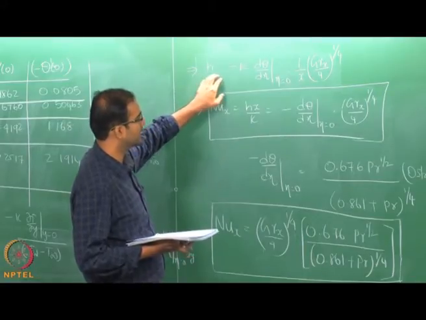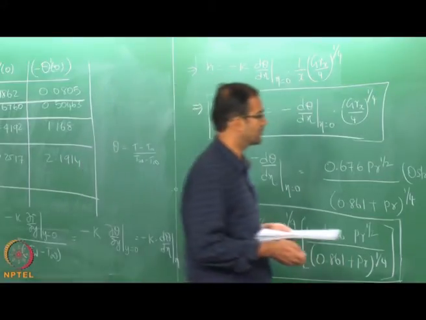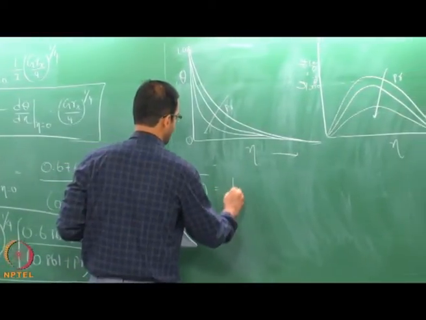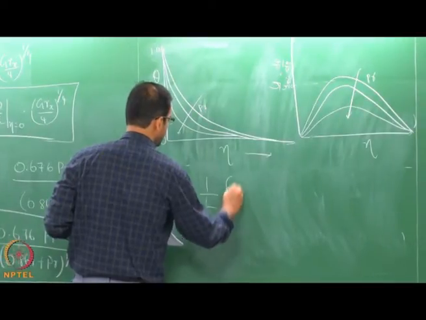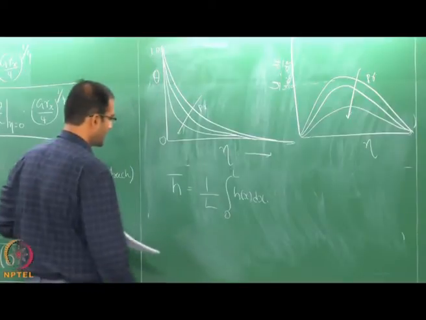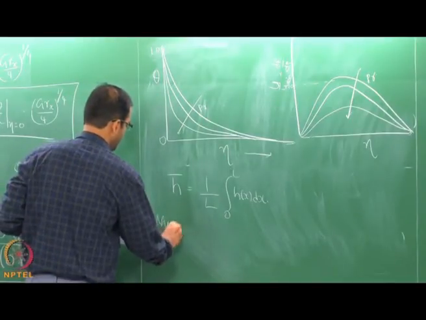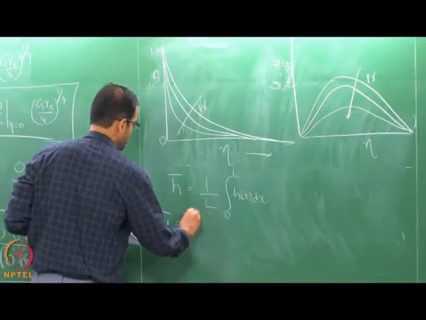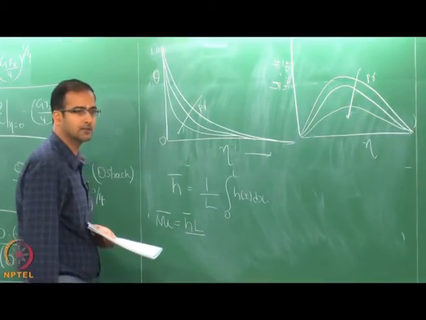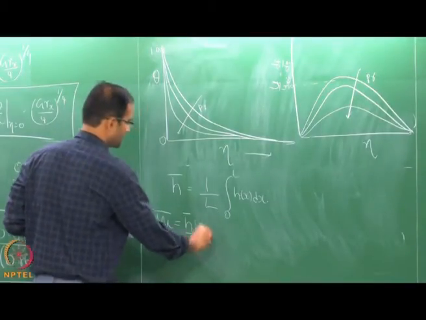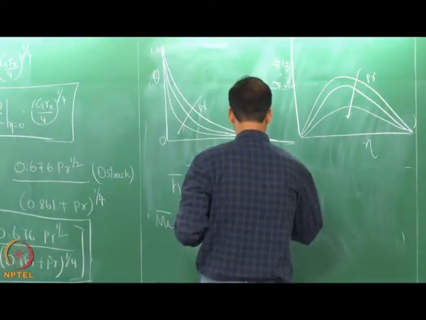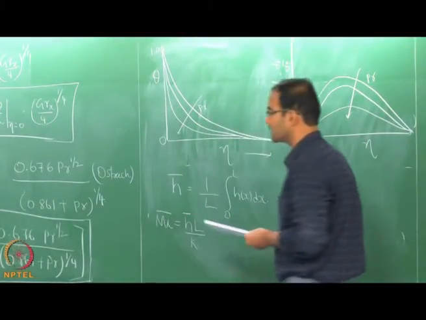Okay. So, let us try to therefore start from this point here. Try to calculate an average heat transfer coefficient, which we will call h bar, which is nothing but 1 by L integral 0 to L h of x dx, and then define a Nusselt number based on the average heat transfer coefficient and based on the total length of the plate, h bar L by k. So, can you do this and tell me what will be the average Nusselt number?